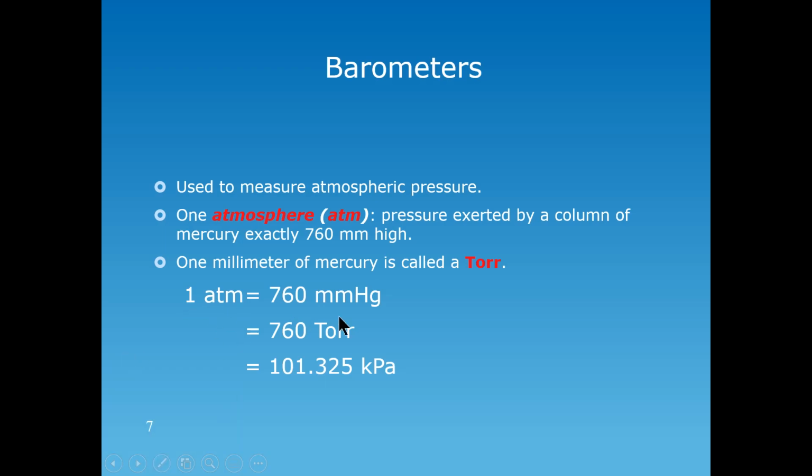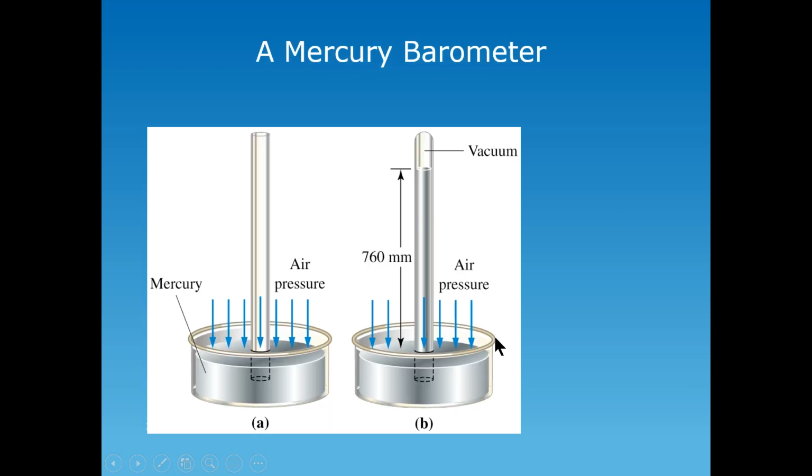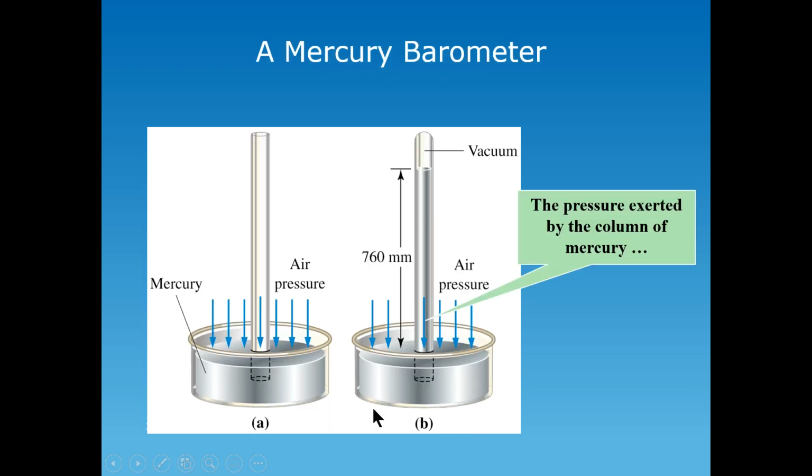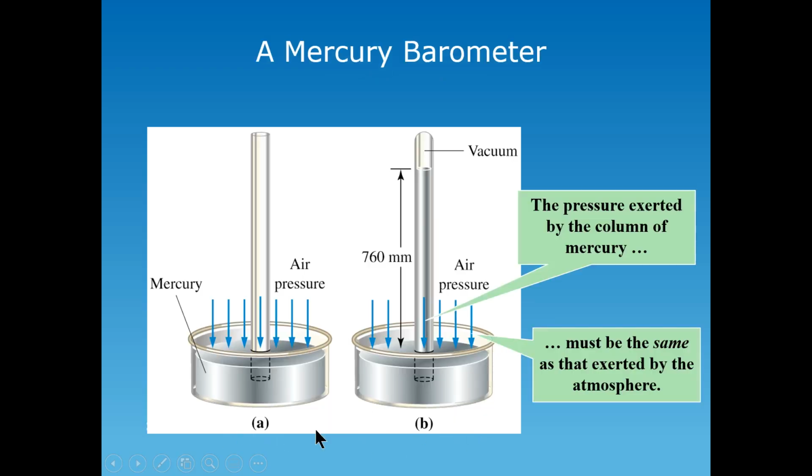1 atmosphere is equal to 760 millimeters mercury, which is equal to 760 torr, which is equal to 101.325 kilopascals. Okay, so I want you to look at this diagram here, which represents what we call the Mercury Barometer, which is on the right. And we're going to compare it to the setup that we have here on the left.